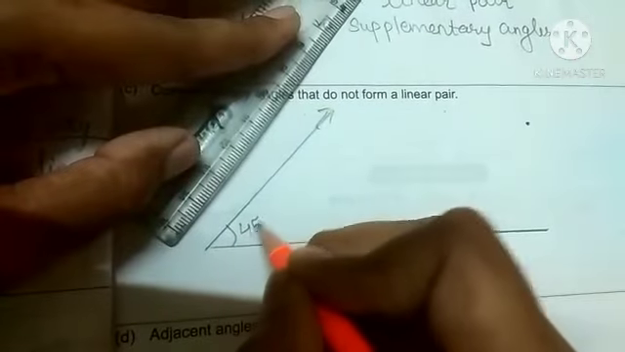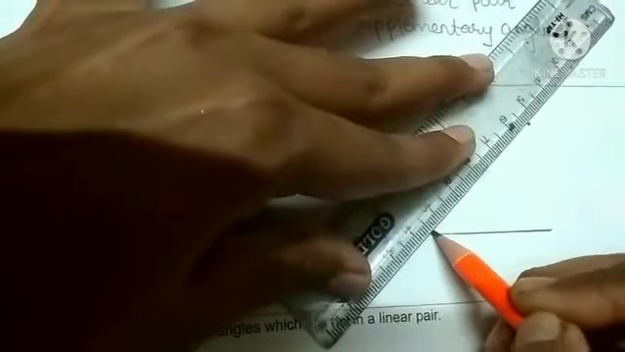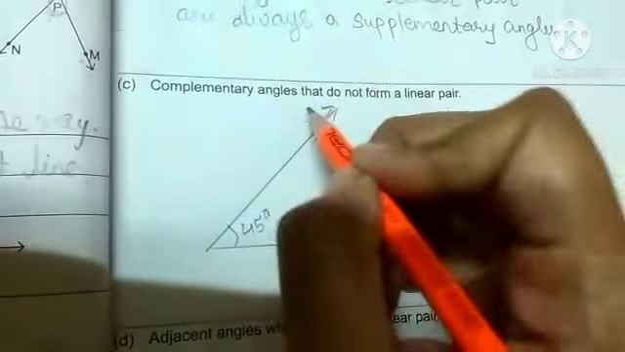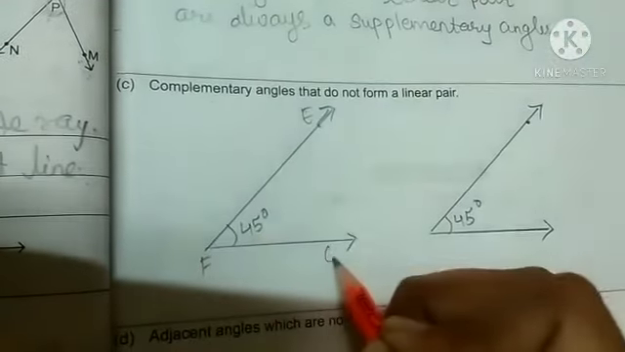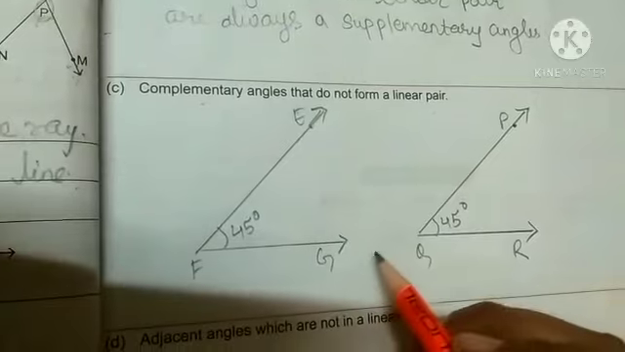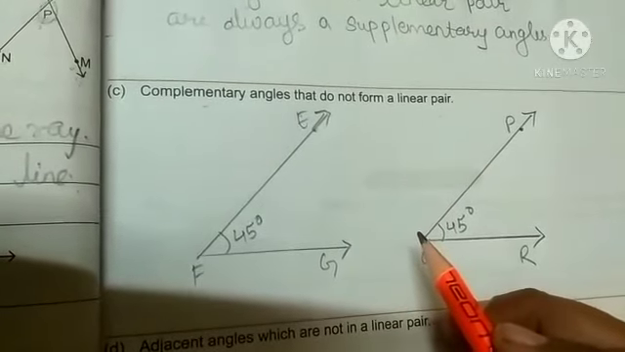So this is the angle of 45 degrees. Again here we have marked the 45 degrees. So draw the ray over here. So this is also your 45 degrees. So again give the names E, F, G, P, Q, R. So this is the complementary angle which does not form a linear pair.